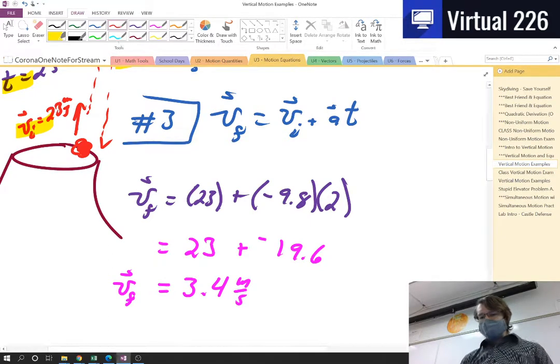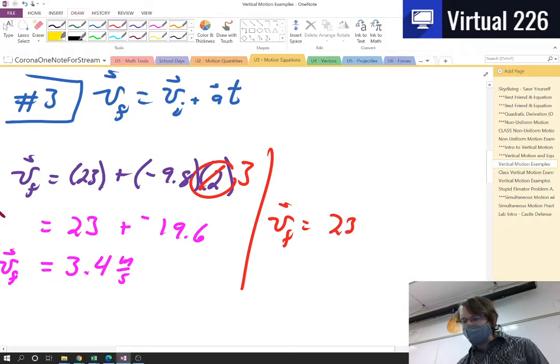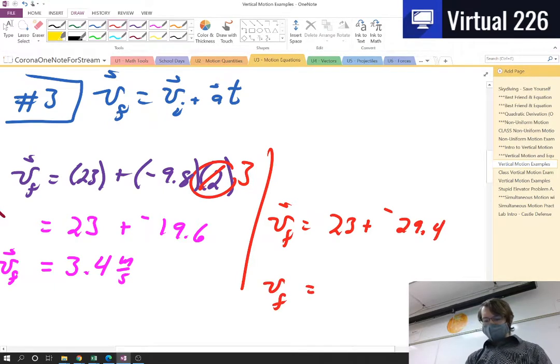For part B, it's the same thing, but we're just changing this 2 here to a 3. So now the final velocity will equal 23 meters per second plus negative 9.8 times 3, so negative 29.4. Which gives us a final velocity of negative 6.4 meters per second.